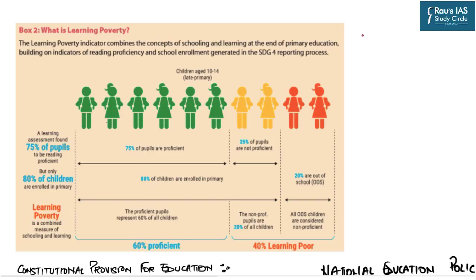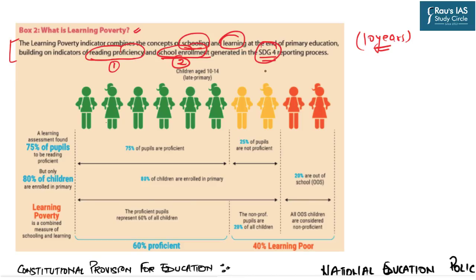So learning poverty is measured at the end of primary education, that is at 10 years, and it is related to learning outcomes. The learning poverty indicator, as you can see here, combines the concept of schooling as well as learning at the end of primary education, and it is built on the indicators of reading proficiency and school enrollment. Now these two things are important in measuring learning poverty: one is reading proficiency and the other is school enrollment. Further, this learning poverty is also an important element of Sustainable Development Goal number 4. Now let us see how this indicator is measured.